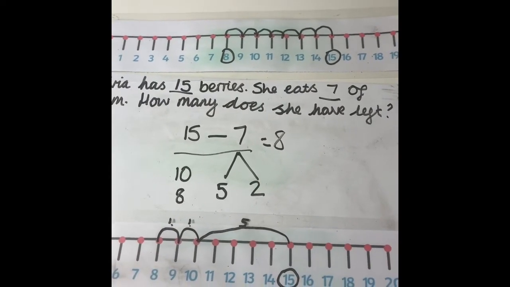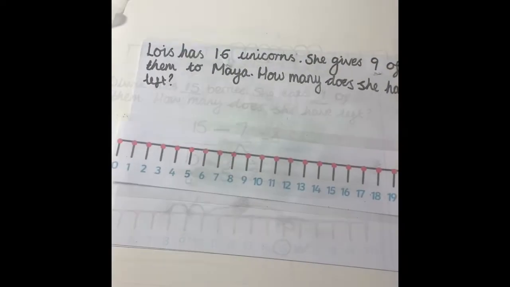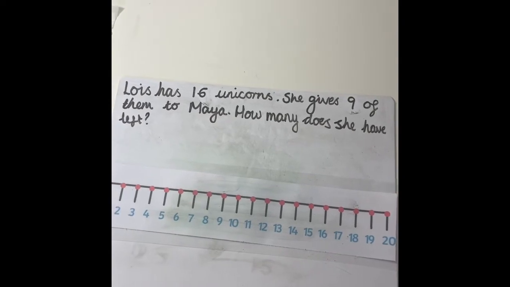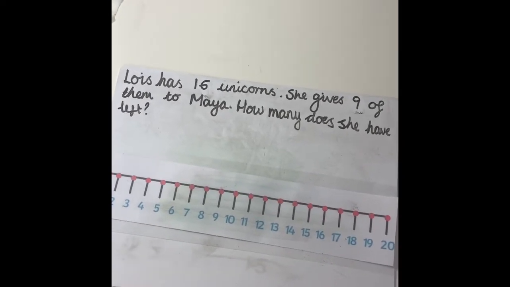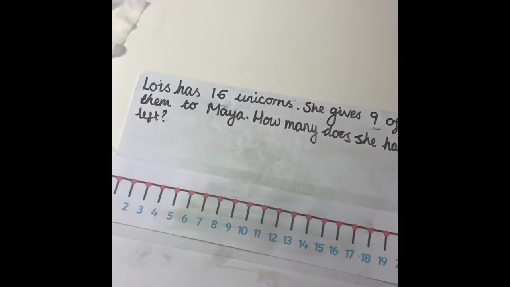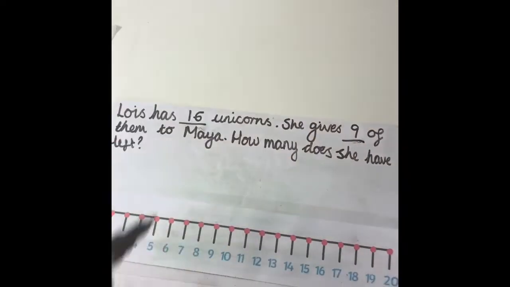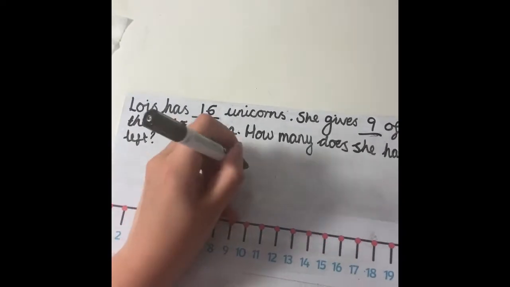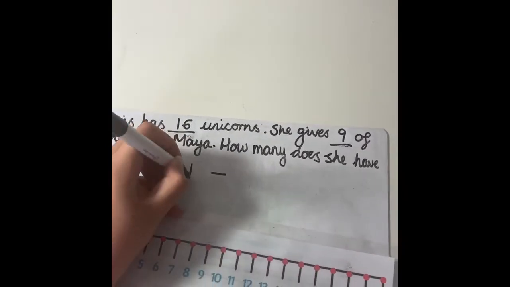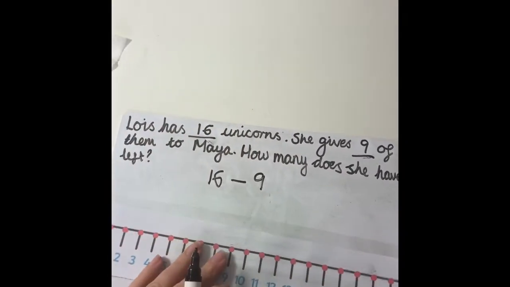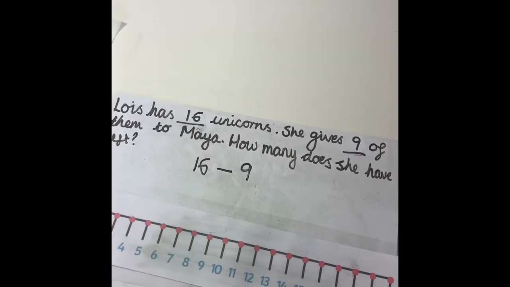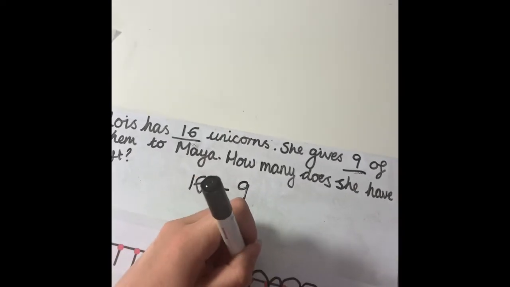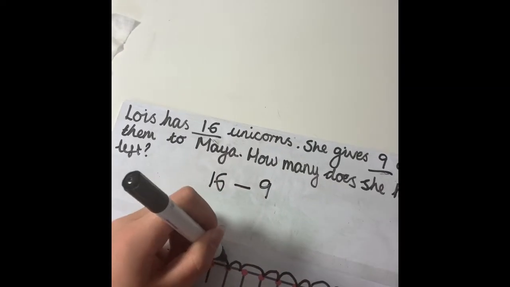Okay. Let's try out a different one. Here's my next question. Lois has 16 unicorns. She gives 9 of them to Maya. How many does she have left? Okay, first rule, underline the numbers. Second rule, work out what kind of question it is. How many does she have left? If it's that kind of question, it's subtraction. And we know she has 16 and she's given 9 away. So you could do it the old way, circling the biggest number, going back 1, 2, 3, 4, 5, 6, 7, 8, 9.